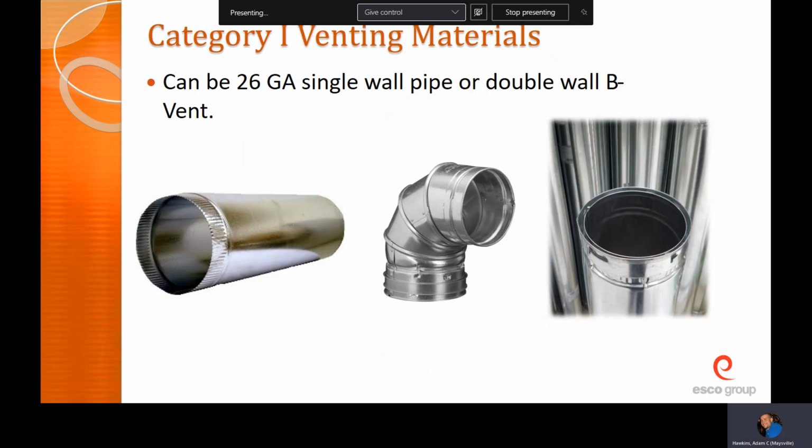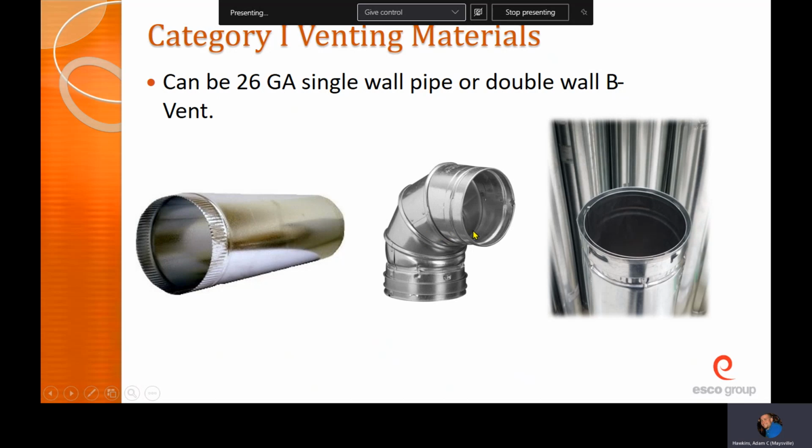Category 1 venting materials can be 26 gauge single wall pipe or double wall B vent. So single wall and double wall. This is what I'm going to refer to as B vent. So anytime somebody says B vent, they're referring to a double wall locking type pipe system. And then single wall pipe just basically is a piece of metal rolled up. So there are some limitations on how far you can run single wall pipe.